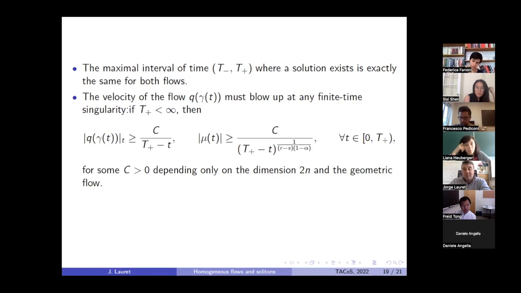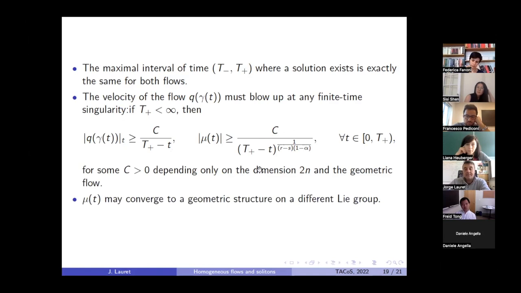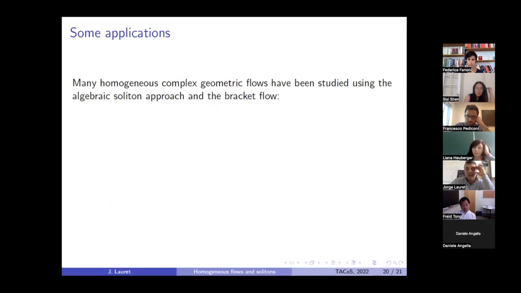The velocity must blow up, because actually the proof of that property I gave minutes ago follows from this property, which is that the Lie bracket blows up. So that result is an application of the bracket flow. And as we said, you have all this convergence. I have only 4 minutes. You have all these interesting behaviors with the convergence of brackets.